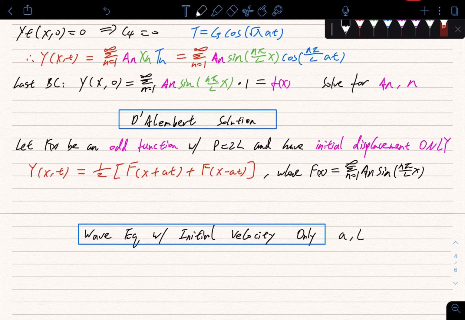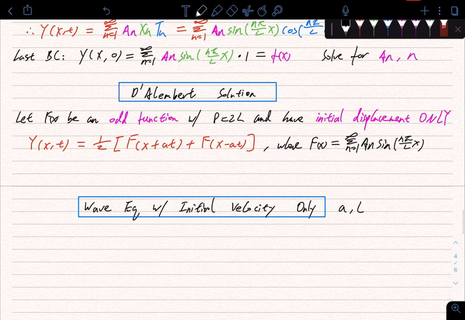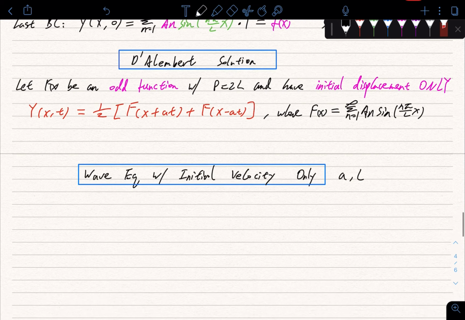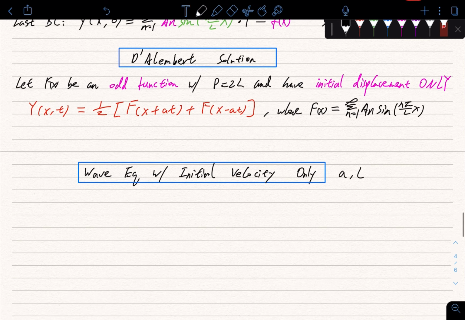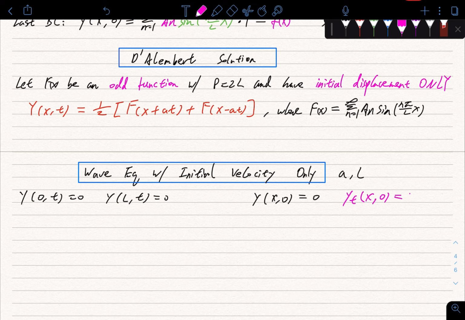All right. So again, you should be able to figure out how to find the value of a and L pretty easily in your problem description. So let's write down our boundary conditions then. y(0,t) equals 0, y(L,t) equals 0, y(x,0) equals 0, and y_t(x,0) equals g(x).